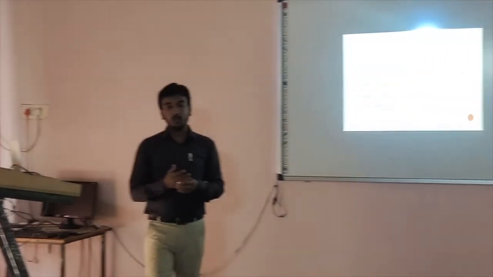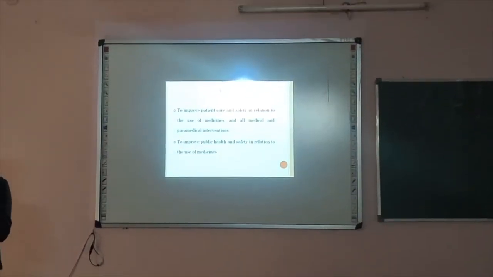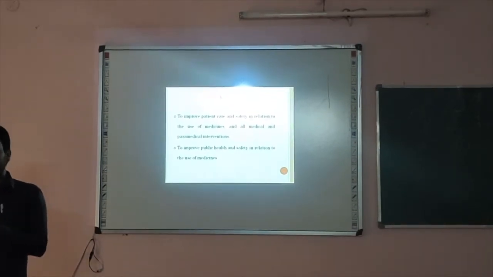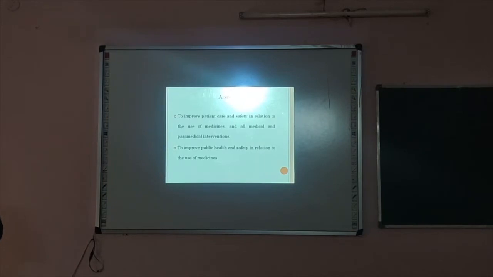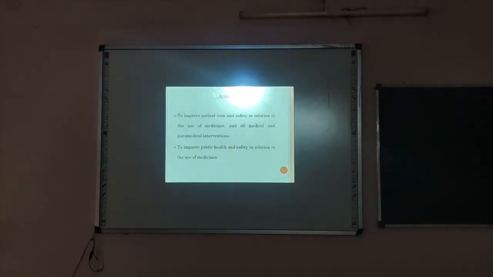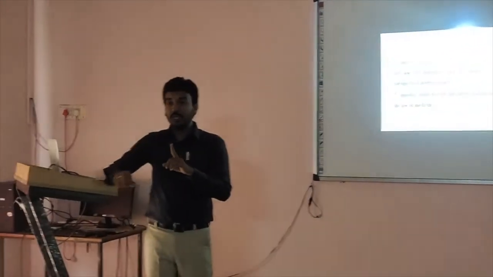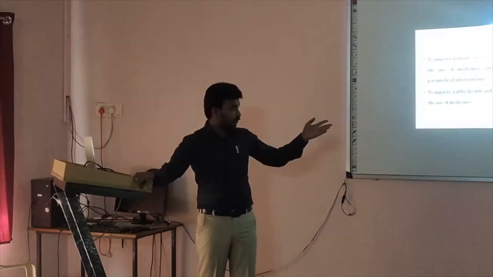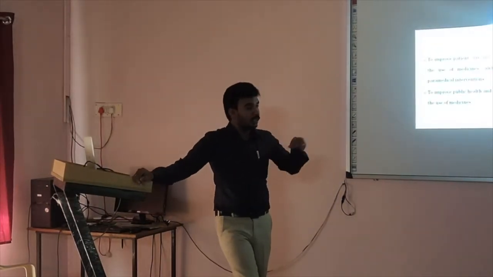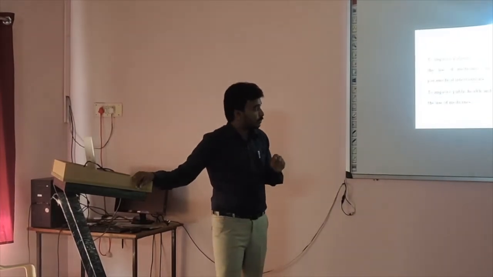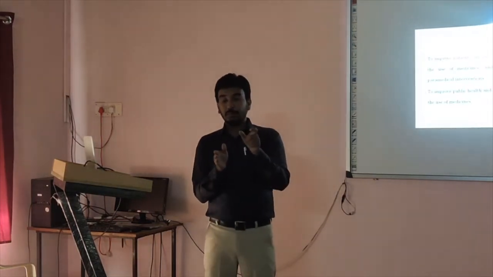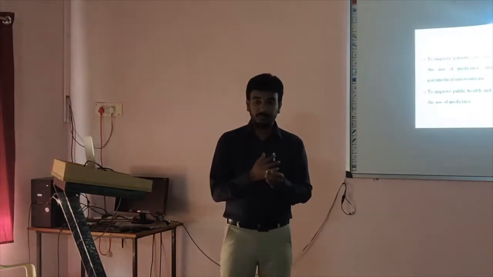What is the aim of pharmacovigilance? What do they have to do? Finally, one drug led to some programs, awareness camps and monitoring centers over the drugs. The aims are to improve patient care and safety in relation to medicine and all medical and paramedical interventions. This was the first aim. The second aim is to improve public health and safety in relation to the use of medication. What is the difference between the first point and the second point? The first point is paramedical intervention. What are the paramedical interventions?